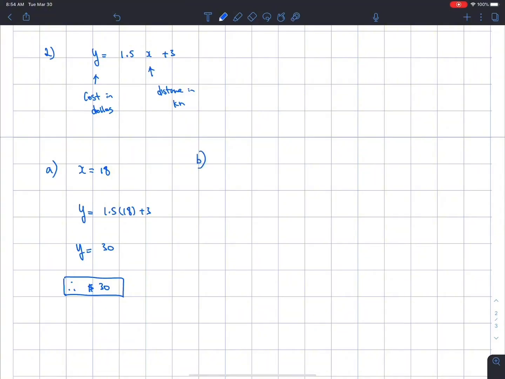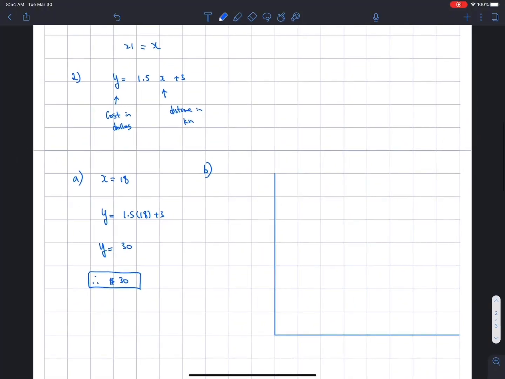B, they want us to graph the equation. So again, I will just be making a table, using the equation y equals 1.5x plus 3.